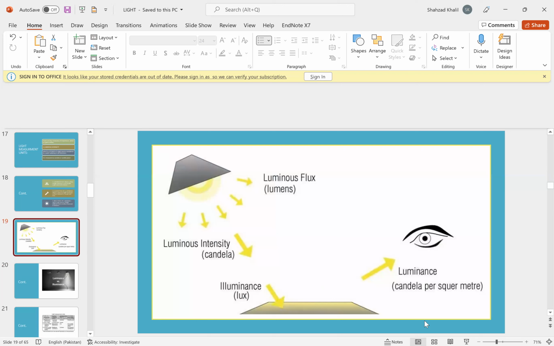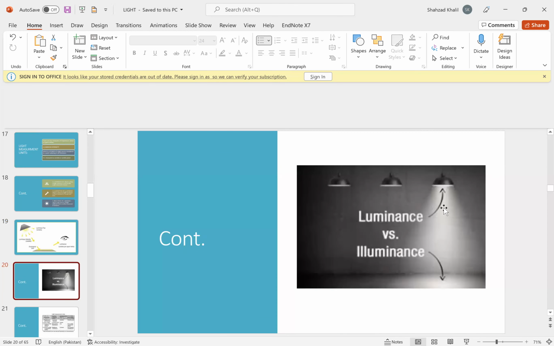As you can see in this picture, it is a light source and it is the luminous flux, measured in lumens. It is the luminous intensity, which is measured in candela. It is the illuminance, which is measured in lux, and it is the luminance, which I perceive, measured in candela per square meter. You can see very well with this simple picture: it is the luminous flux from the light source, and it is the illuminance which is coming onto the floor.